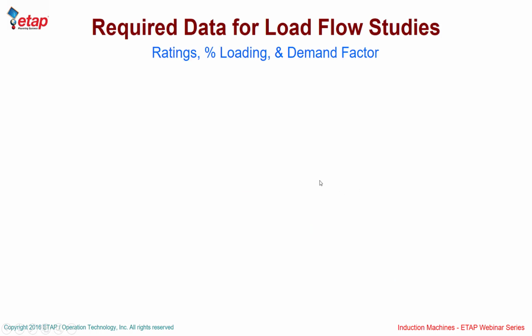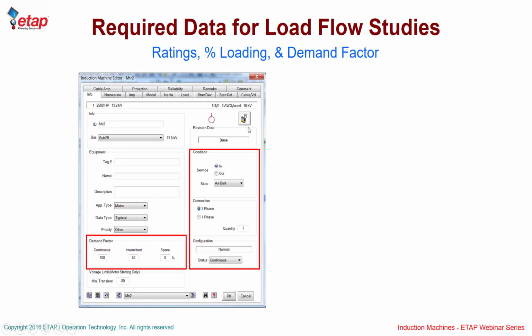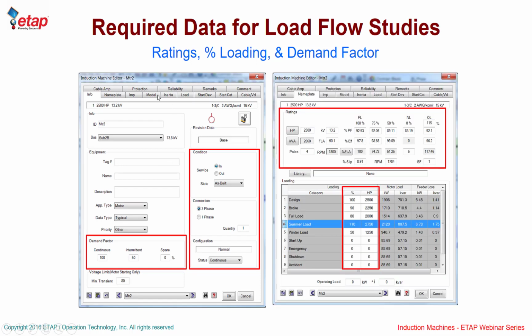Required data for load flow studies are ratings, percent loading, and demand power factor. So in ETAP, we have two pages of information to deal with: one is the info page and one is the nameplate page. And with that, I'd like to switch to ETAP.